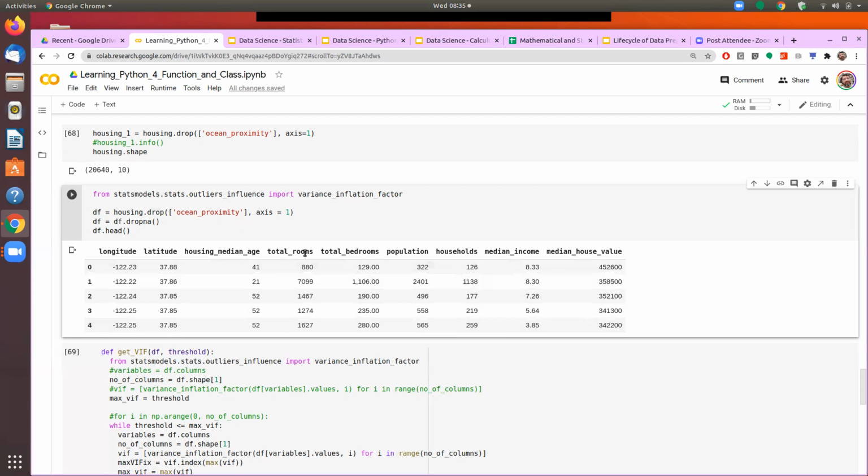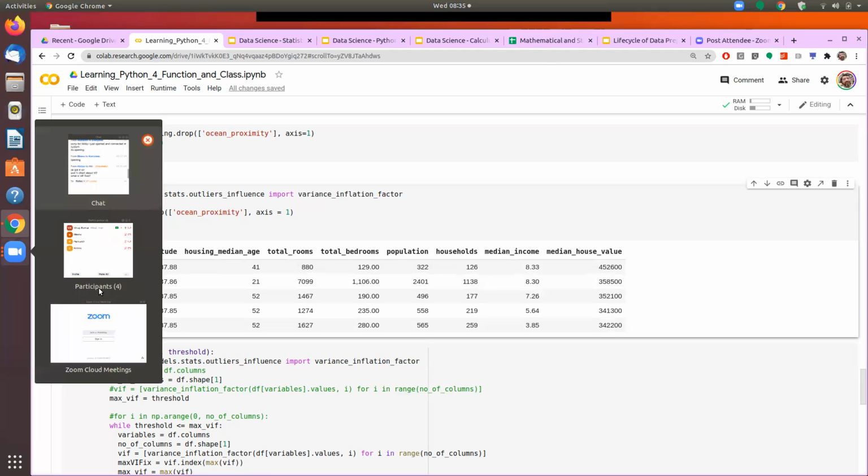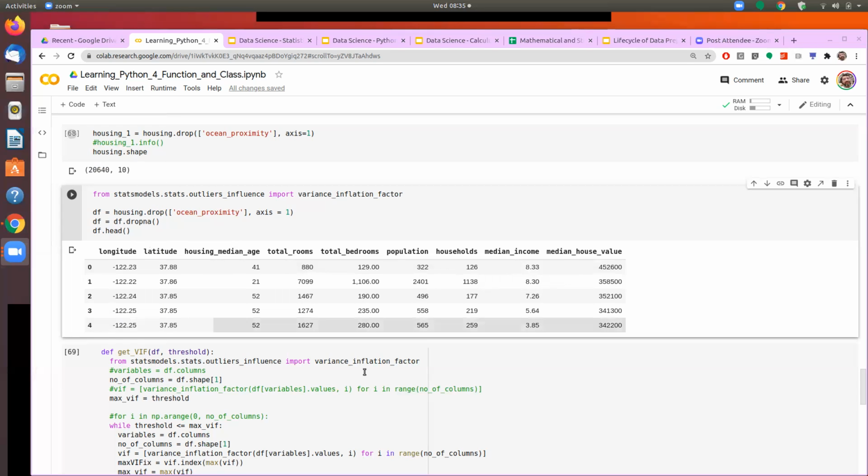But then total rooms is showing a very high correlation, very high VIF score, because total rooms still has a very high correlation with the total bedrooms, population, and so on. So it drops the total bedrooms. Having dropped the total bedrooms, then it drops population. And after that, it says that in the remaining 6 features, the correlation is not very high. So this VIF is nothing but 1 divided by 1 minus R square, which is the inflated value derived from the R square.